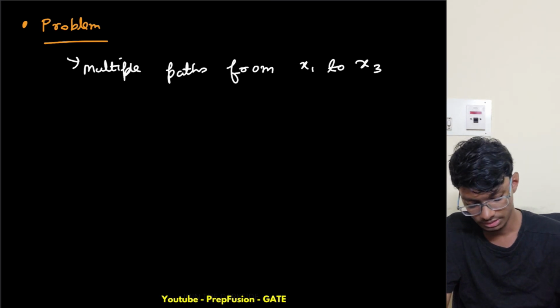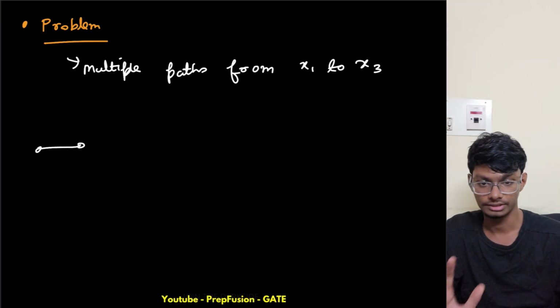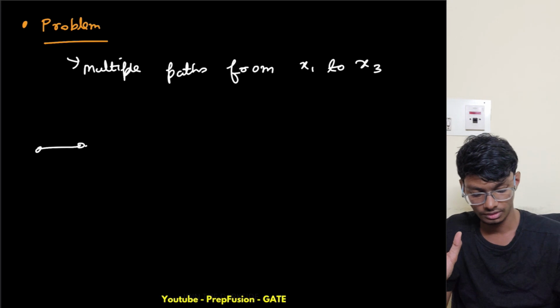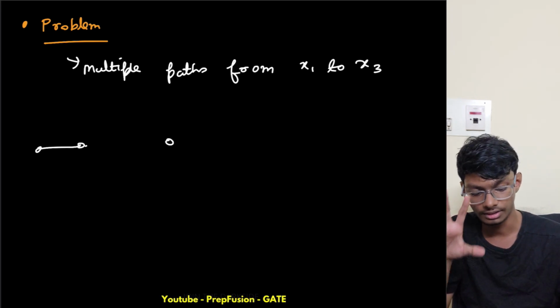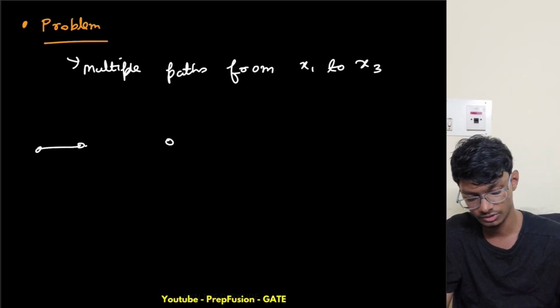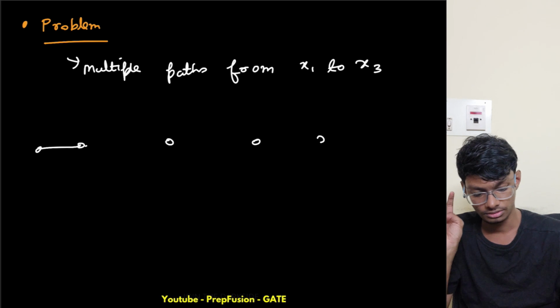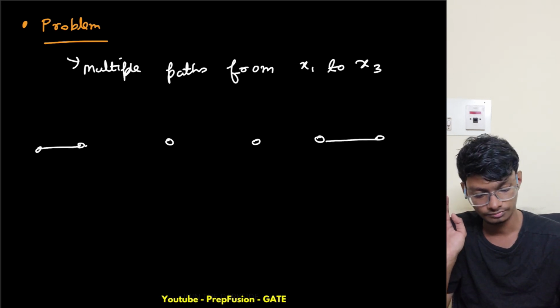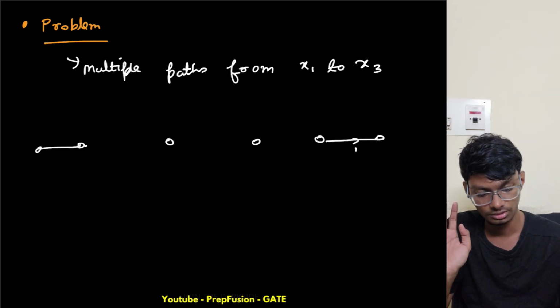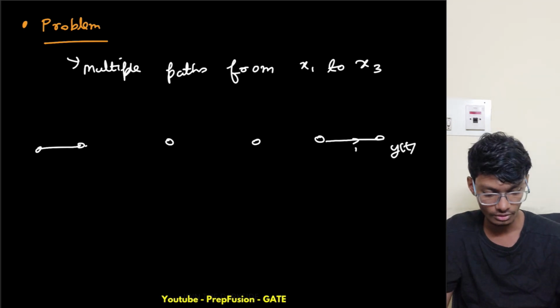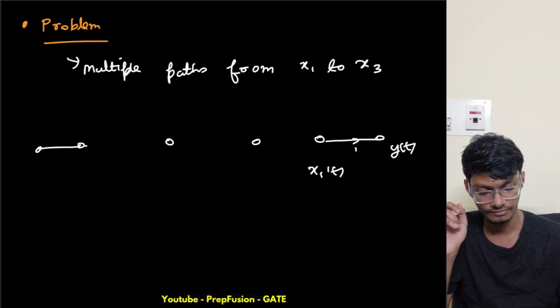So let's say this was my state diagram. I had here x1, then some other, this was x3, this was x2, x2 dot, and this was x1 dot. Okay, and this is x1, and this is my output. This is y of t. This one was my x1 of t.